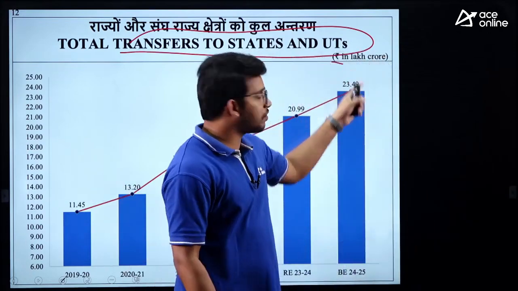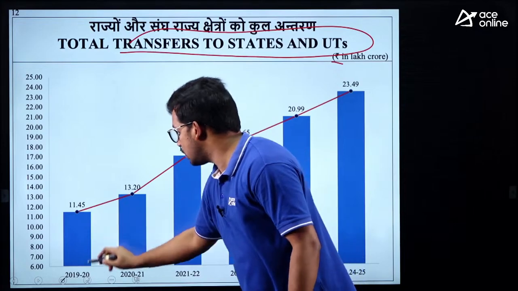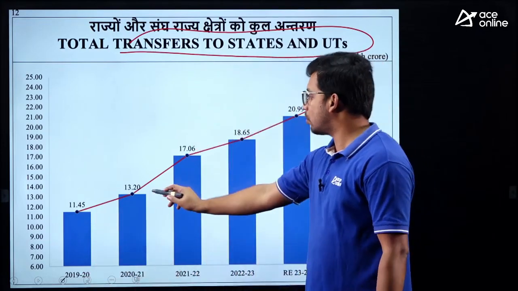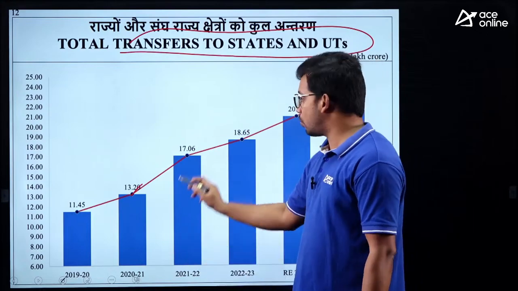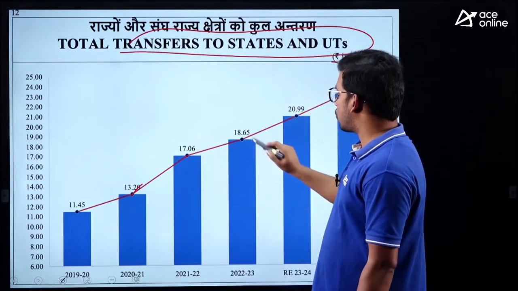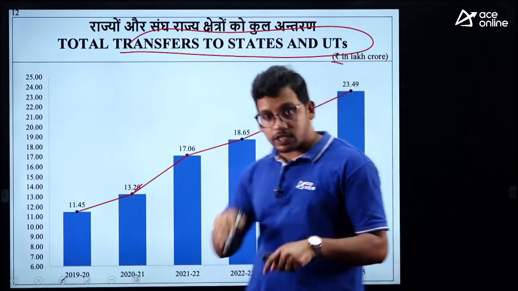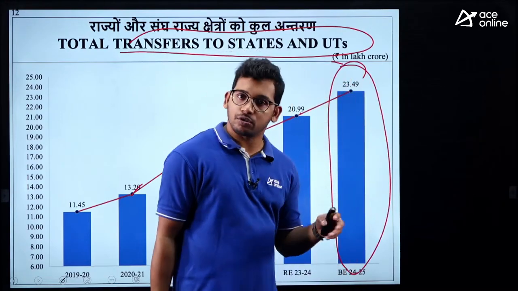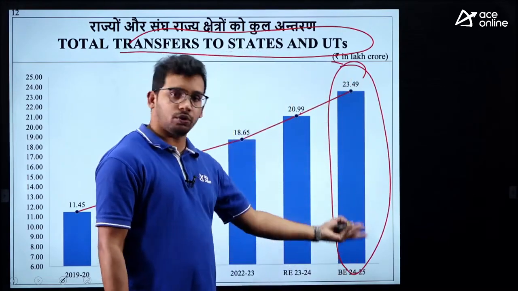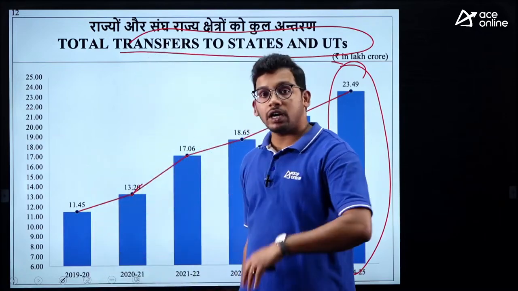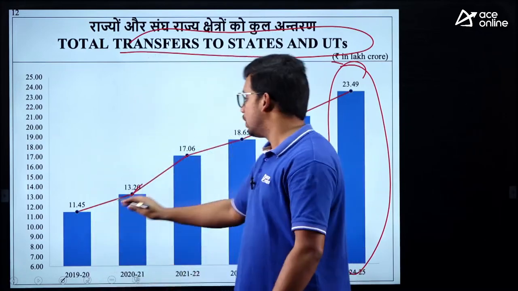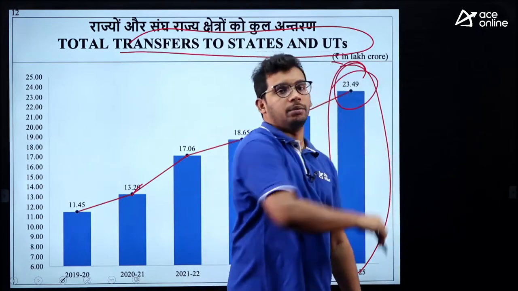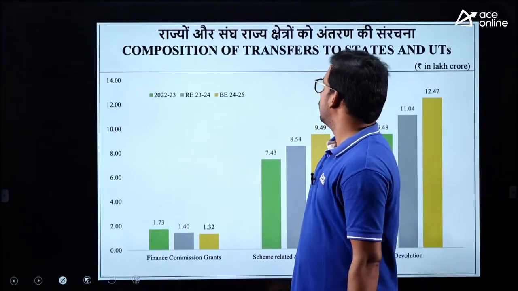So this is in terms of lakh crores, and it was consistently increasing. In 2019-20 they gave 11.45 lakh crore, then 13.20 lakh crore, 17.06 lakh crore, 18.65. So this year the central government is going to give 23.49 lakh crores to the states. So consistently, the money the central government gives to the states is increasing. This trend is also important, this number is also important for us, right.